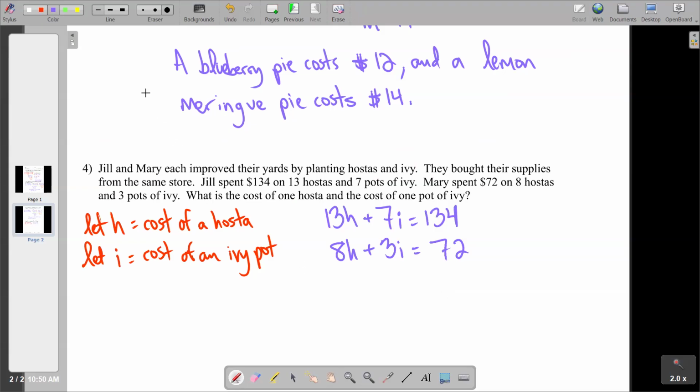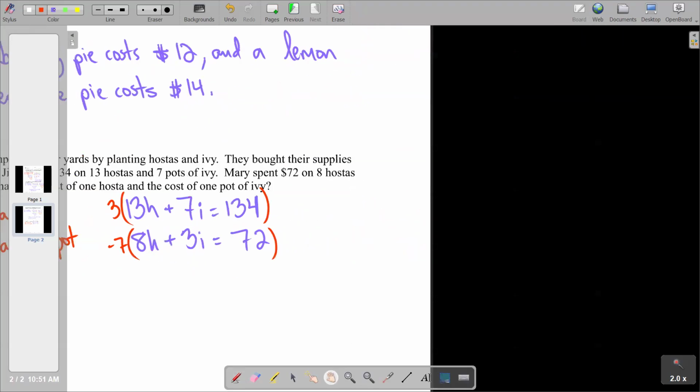Probably a good choice. What could we turn both of the i's into? So what do you want to multiply the top by? What do you want to multiply the bottom by? 7 will not work, but -7 will. Very good. Remember, you have to make one of them the opposite of the other. All right, top equation, hustle up. What do we get? Plus equals, I'm going to say 402.